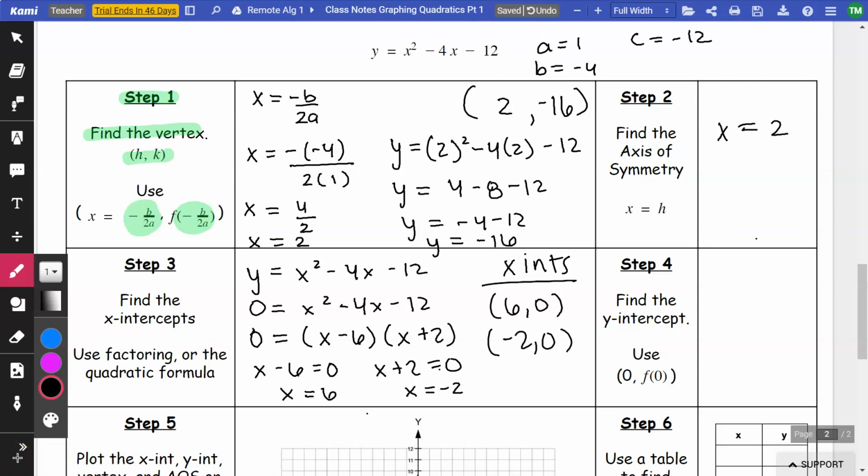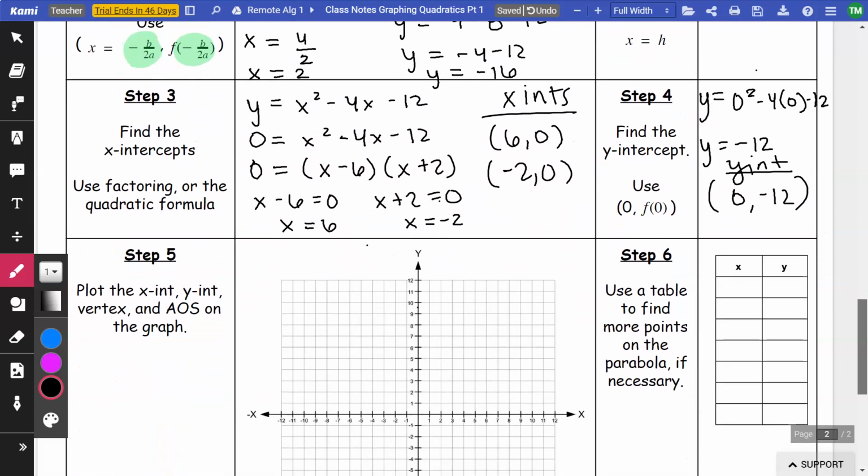Alright, so now you need to find the y-intercept. To find the y-intercept, you're just going to plug in 0 for x. So go ahead and press pause on the video, and then press play when you're ready to check your work. So we should have y is equal to 0 squared minus 4 times 0 minus 12. I wrote plus, my bad. So y is equal to negative 12. So we have a y-intercept at (0, -12). And hopefully that matches what you found as well.